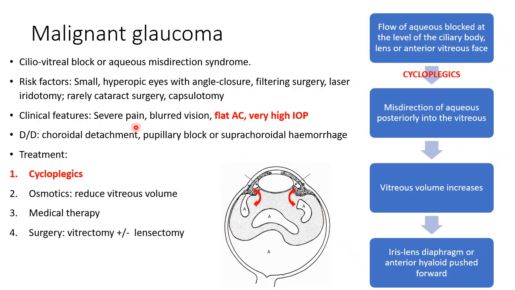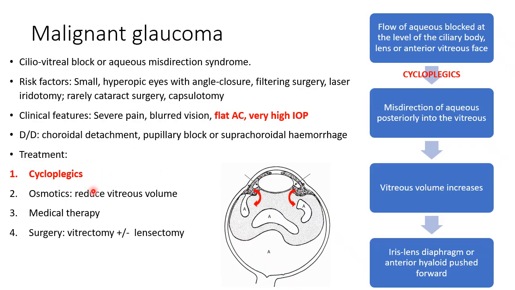The clinical features include severe pain, even systemic symptoms like nausea and vomiting may be there, blurred vision, AC is flat, mind you, and IOP very high, often up to 60 mmHg. Some important conditions you have to rule out: choroidal detachment, pupillary block, or suprachoroidal hemorrhage. A relative pupillary block anyway is going to be present because the iris, lens, diaphragm, everything is being pushed forward from posterior to anterior. So again, the treatment, I told you, of two types of glaucomas involves cycloplegics.